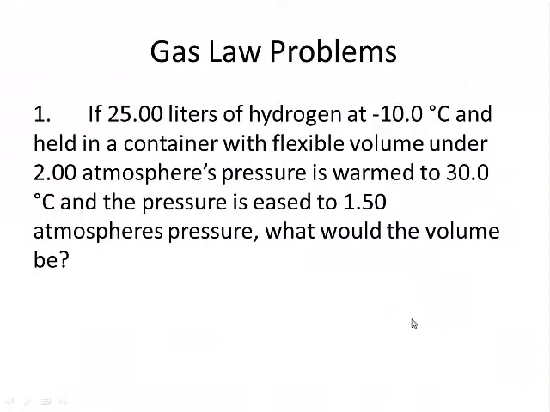If 25.00 liters of hydrogen at negative 10.0 degrees C, held in a container with a flexible volume under 2.00 atmospheres pressure, is warmed to 30 degrees C and the pressure is eased to 1.50 atmospheres pressure, what would the volume be?